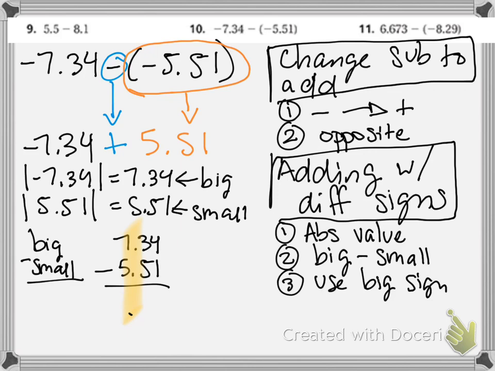So now I'm just going to subtract. 4 minus 1 is 3. 3 minus 5 I can't do, so I'm going to borrow. This is 8, and 6 minus 5 is 1. Okay, so I'm almost there. I just need my third step, which is to use the bigger sign. When I go back and look at my addition problem, the number with the bigger absolute value was 7.34, and in the original addition problem, that was the negative number. So my answer is going to be negative 1.83.